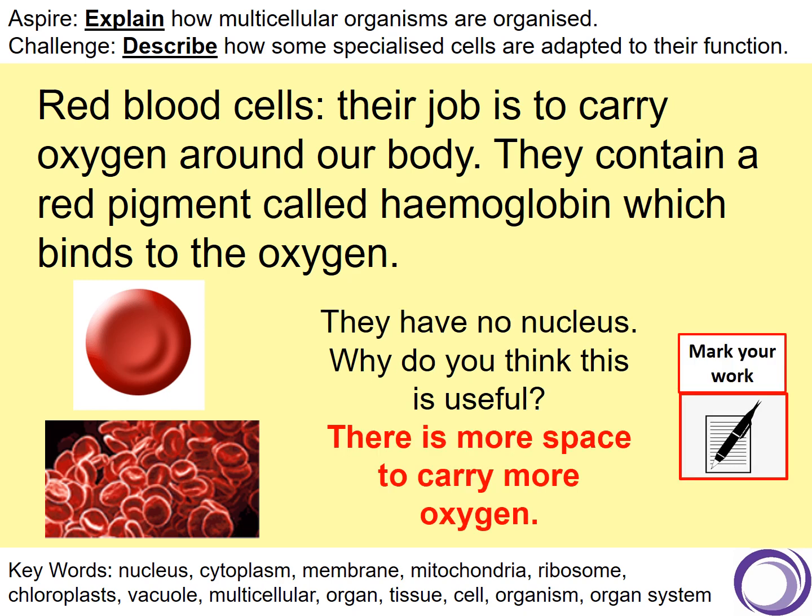The reason why our red blood cells have no nucleus is because if they have no nucleus, it means that there is more room inside the cell, there's more space. And if there's more space, it means that more oxygen can fit onto the red blood cell to be carried around the body for respiration.